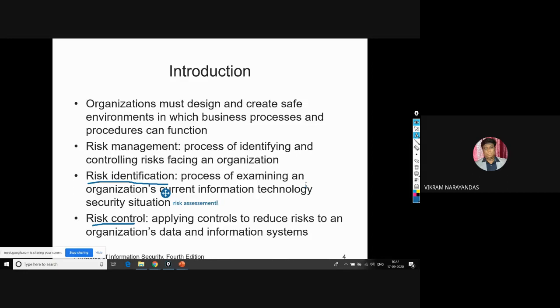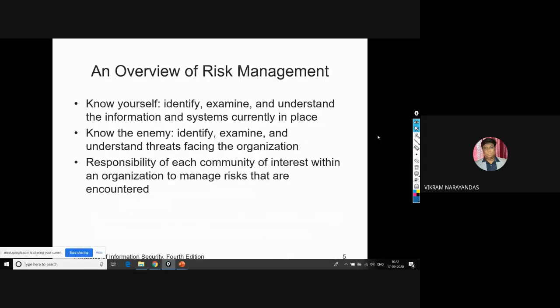So you want to identify what are the risks facing the organization by different documentations, different risk assessments, and justify what risk controls, what control mechanisms you are using to address the risks facing the organization. That is nothing but risk management here. So for that purpose, you want to get an overview of risk management here.